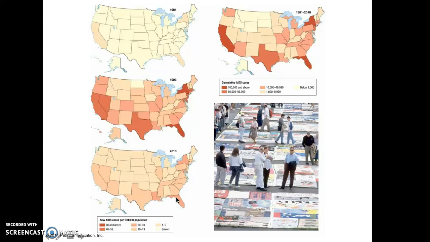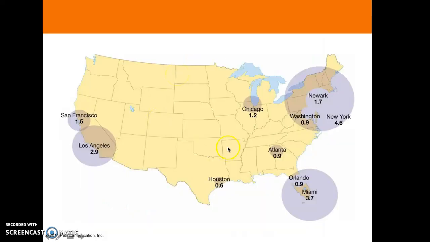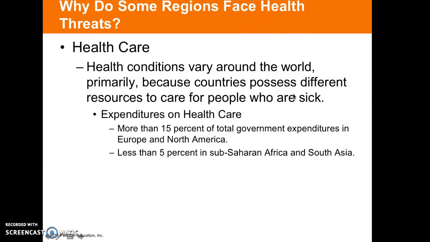If you look at this pattern here, it mimics the number of people who are flying into the country. So areas that have the highest rates of HIV and AIDS infections are those with some of the biggest international airports. We talked about increased connectivity changing disease patterns, and the diffusion of HIV shows you that. So why do some of these regions face health threats?